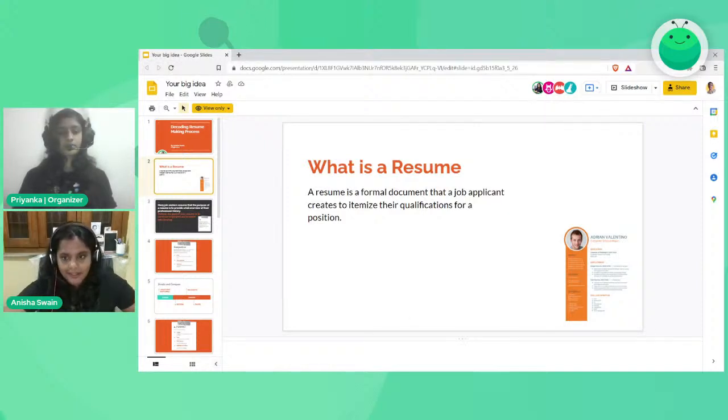Just to start the introduction, we all know what a resume is. It's a formal document that we send to recruiters to display our qualifications for the position we are interested in, and we itemize our qualifications according to the position and role they are expecting us to join at. Next screen, Priyanka.